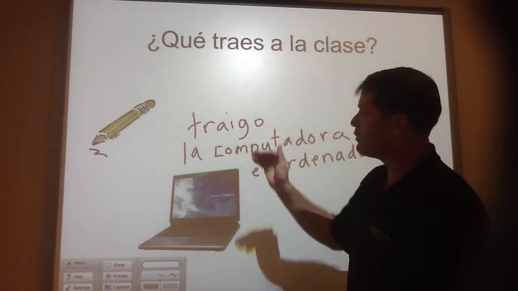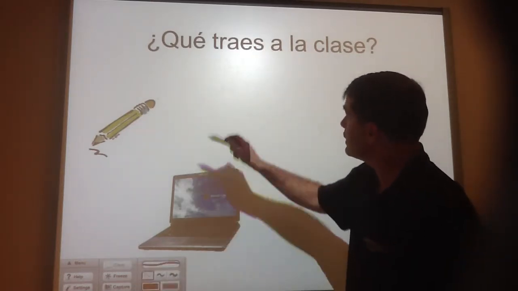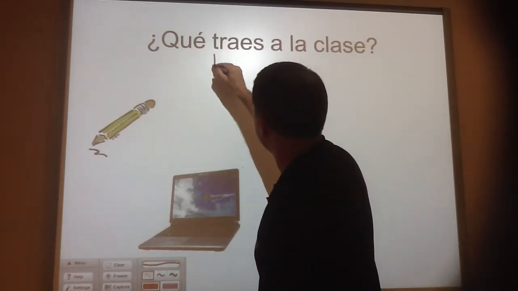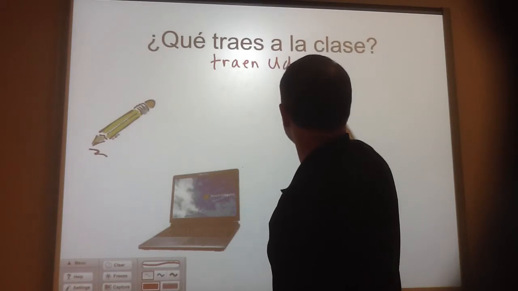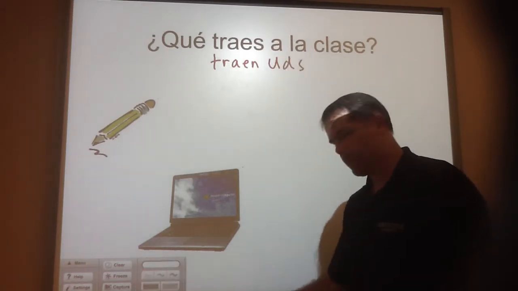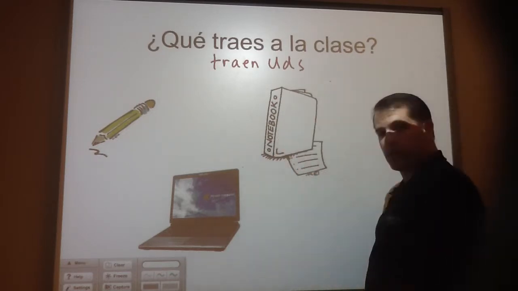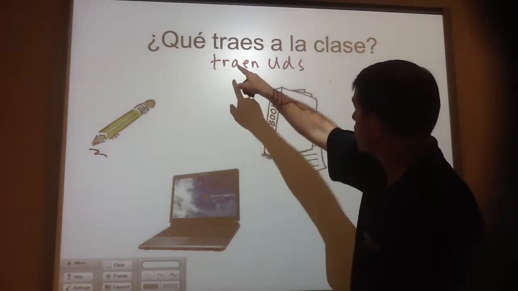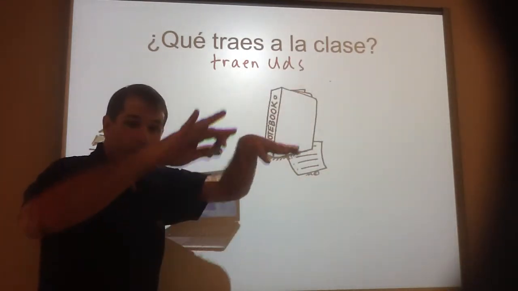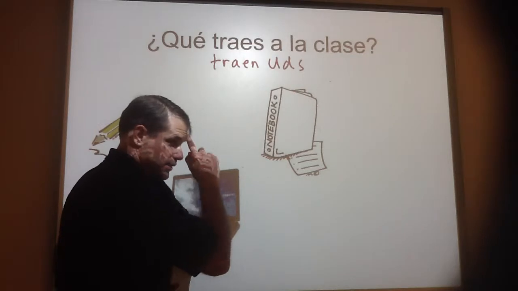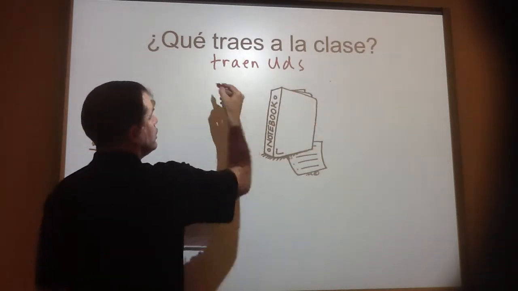Now, so the yo form is irregular, traigo. What if I change the question, instead of saying ¿Qué traes a la clase? What if I said ¿Qué traen ustedes a la clase? ¿Qué traen ustedes a la clase? And here's what our answer is. So now, if the question is ¿Qué traen ustedes? Because I'm asking what do all of you bring to the class? Now, because I've asked you plural, you need to answer with we bring.